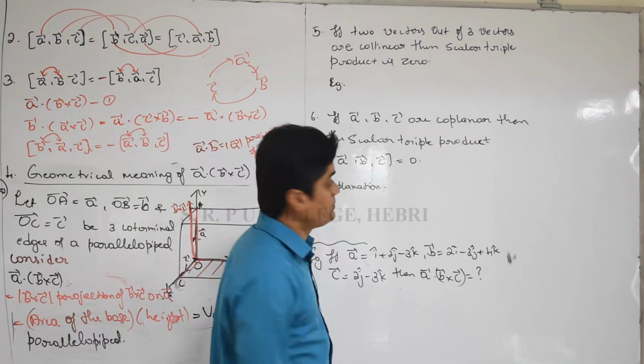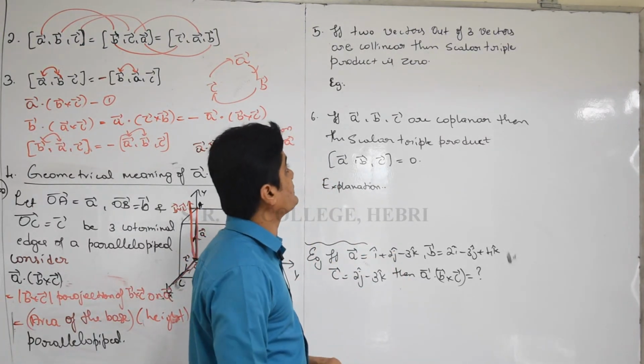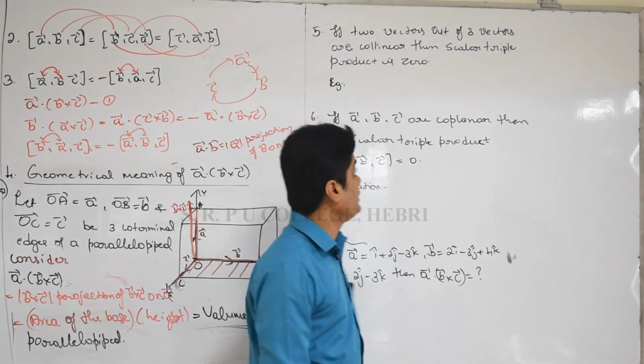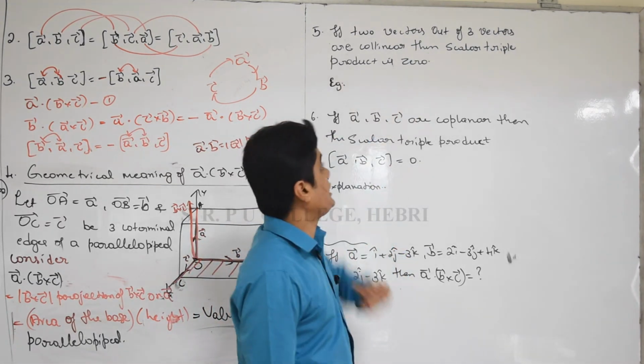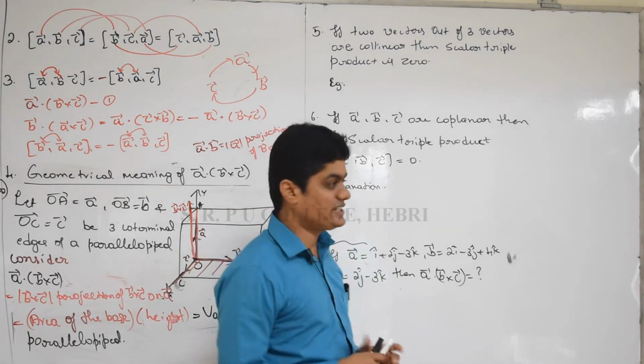So the fifth property of the scalar triple product is: if two vectors out of three vectors are collinear, then the scalar triple product is zero. I'll explain what I mean by that.